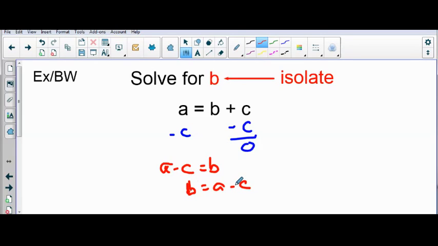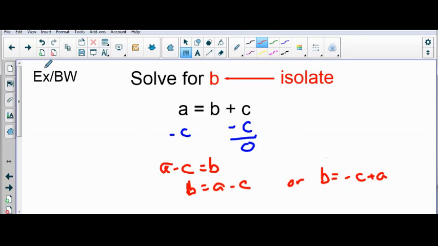Now, this is in alphabetical order, which is the way I would like it, but you could also write it like this if you wanted to. You could put the negative c in front of the positive a, negative c plus a. They both mean the same thing. Either way, I have the b by itself. So that's how we solve for b. We got b by itself on the left side. Either one of these will work. This one's probably better because it's in alphabetical order.